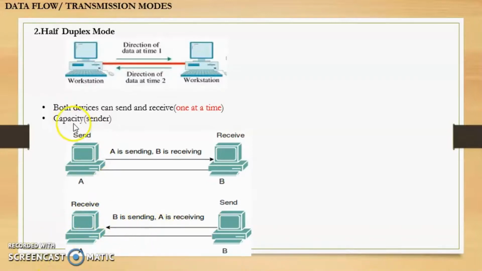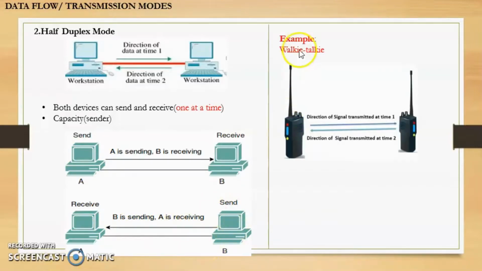Also, since only one device will be sending data at a time, the entire capacity of the channel can be used by the sending device. Now considering this example, if A is sending the data, then entire capacity of the channel can be utilized by the device A. Similarly, if B is sending the data, then entire capacity of the channel can be used by B. So one of the examples of half duplex is walkie-talkie, wherein only one person can speak at a time, or in other words we can say where only one device can transmit at a time.